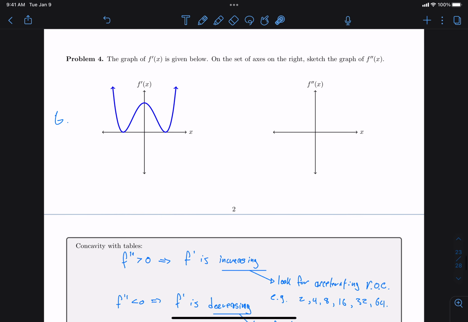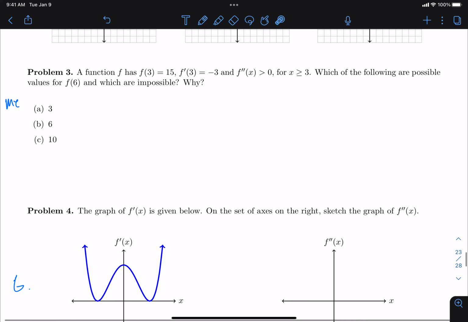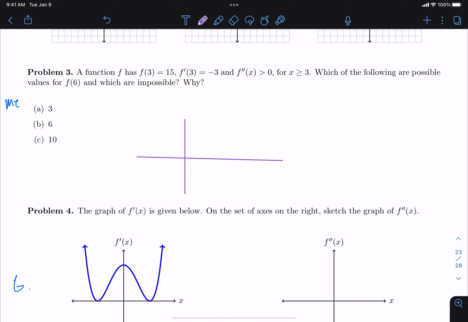I'm going to talk for a little bit here. I want to go over this problem here, because this is another fun problem. What do they tell us? They give us some information and they ask us to make a conclusion about f of 6. So what's the information we have? They say f of 3 is 15. So here's 3. We're at 15. They tell us f prime of 3 is -3.